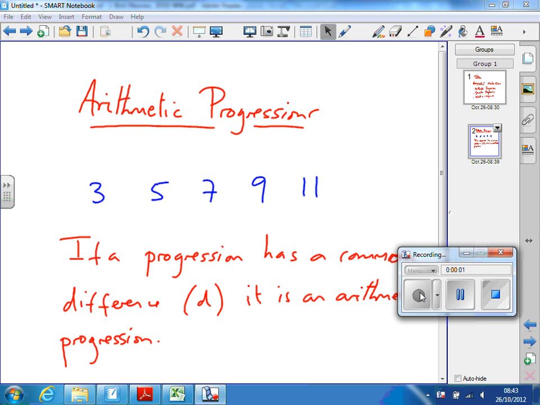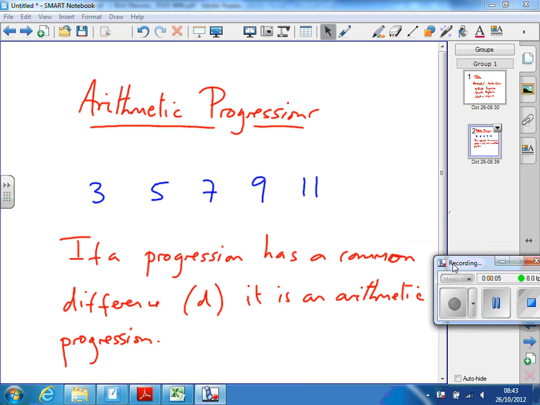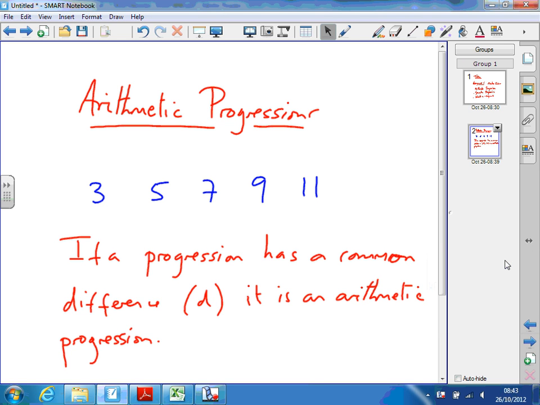Arithmetic progressions then. Here's an example of an arithmetic progression. If the progression has a common difference, it's an arithmetic progression. In other words, if the difference between one term and the next term is always the same, then it's an arithmetic progression. So d equals +2 in this particular case.